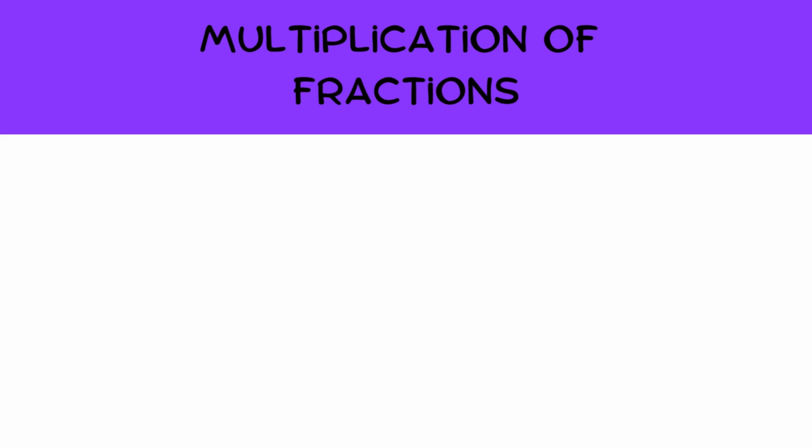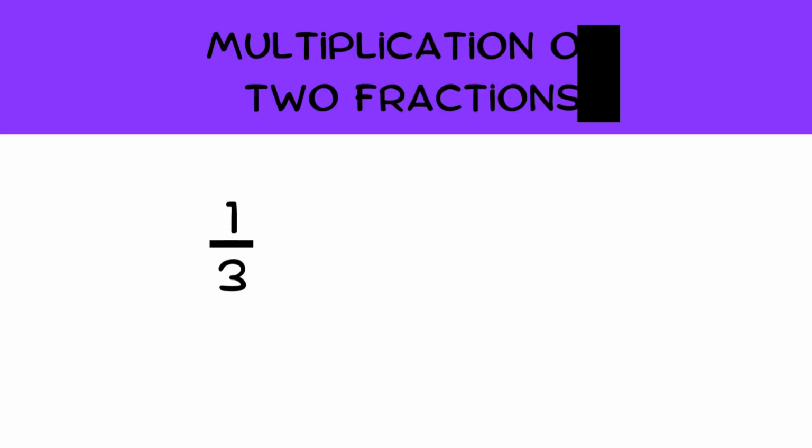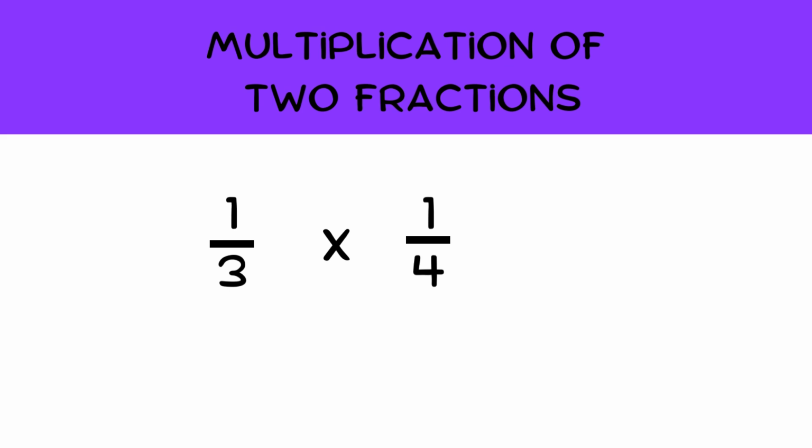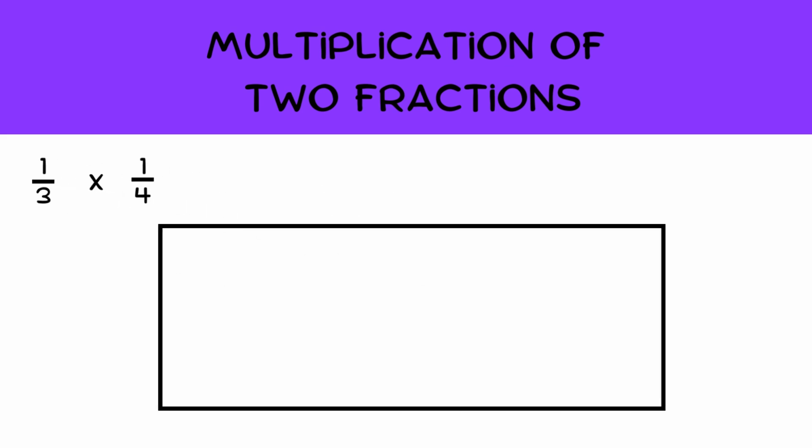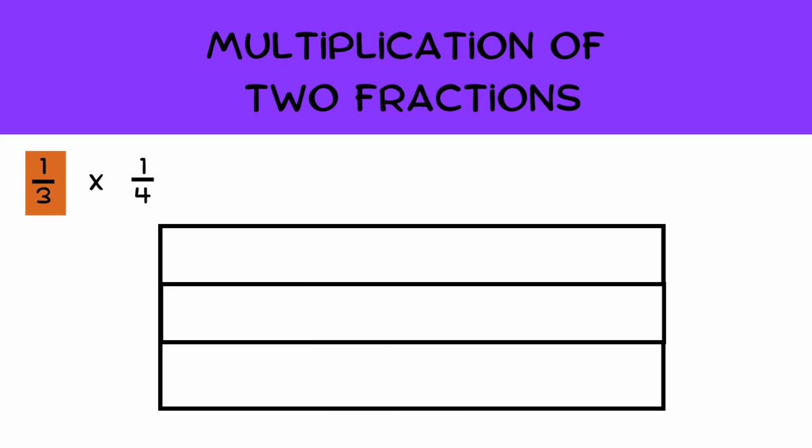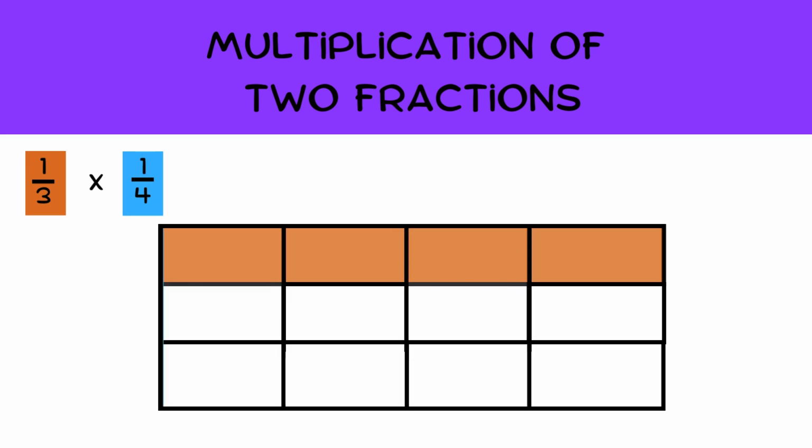What about if we wanted to multiply two fractions, like 1/3 and 1/4? Once again, we start with a single column. 1/3 of this column would mean we cut this column into 3 pieces and shade one of these pieces, while 1/4 means we should cut 4 equal pieces and shade one.